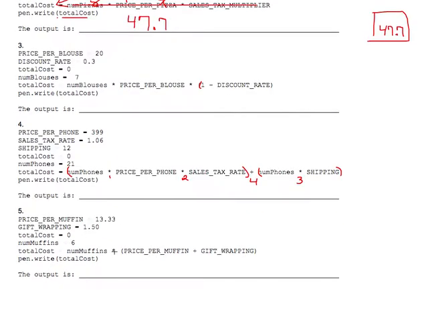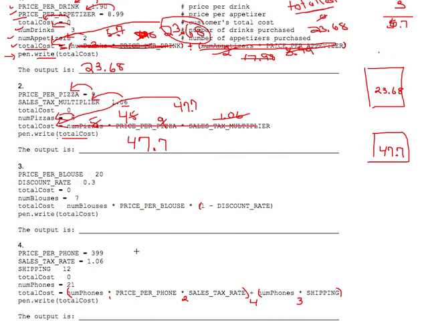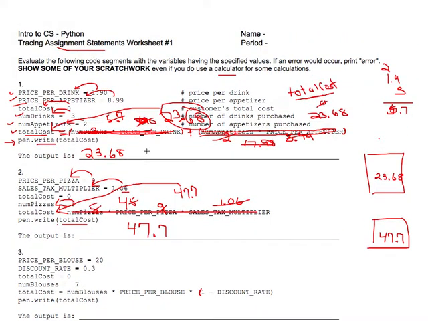This exercise is pretty straightforward. You simplify the parentheses first, and then you multiply. So this addition is done first, then the multiplication, and your final answer prints out. Good luck with the rest of this worksheet. Show scratch work like I did here so that the teacher knows that you understand the steps in tracing assignment statements, worksheet number 1.